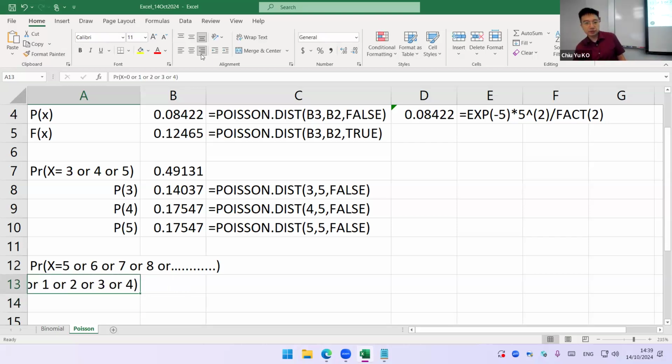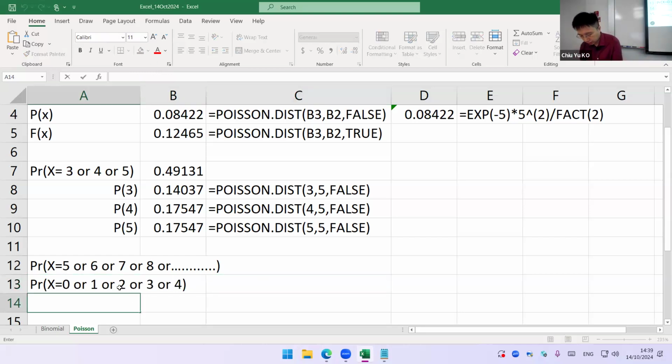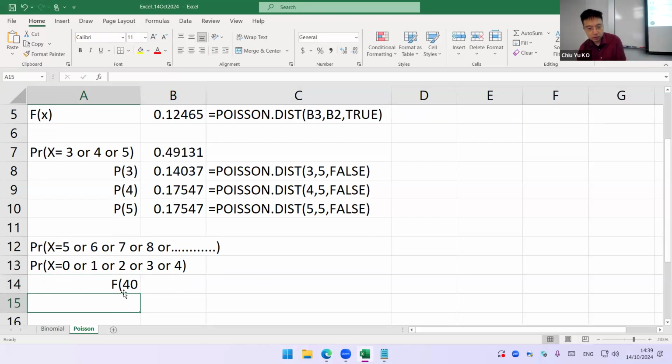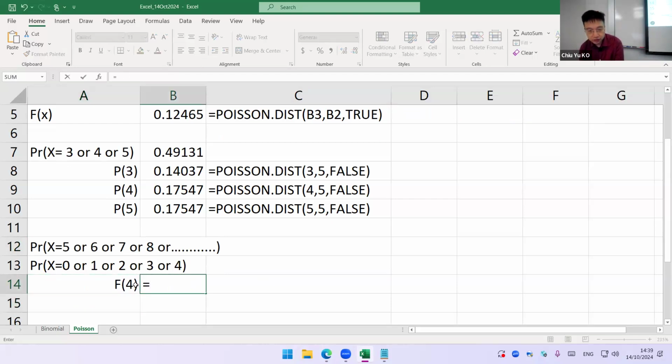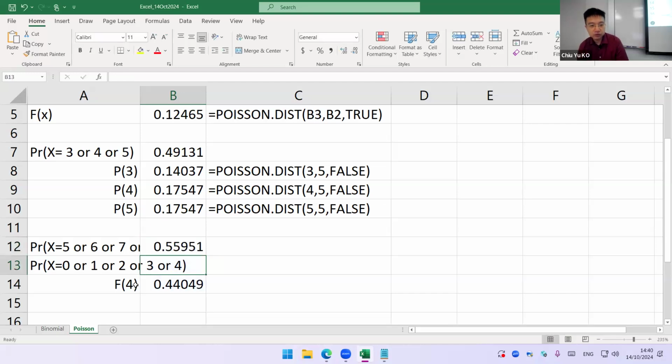We know this guy. What is this guy? This guy is simply F of 4, right? And F of 4 is simply the Poisson distribution with 4 and 5 and true. Okay, and this is the answer. And you just simply take one, subtract from that, that's the complement rule, then we're done.